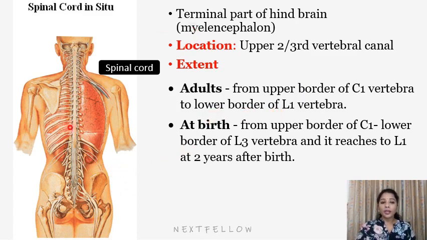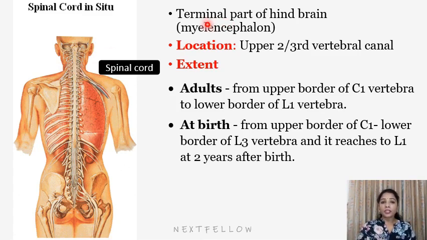And the spinal cord has two enlargements. One enlargement is located in the cervical region, which is called the cervical enlargement. It extends from C3 to T2 spinal segments, and mainly supplies the shoulder girdle and upper limb, forming the brachial plexus. It has the maximum diameter at the level of C5. So the maximum diameter of the spinal cord is located at the level of C5, that is the cervical fifth segment.